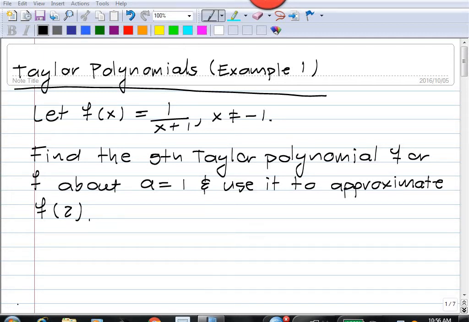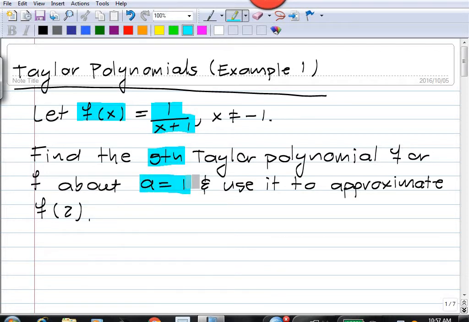Hello. In this video, we'll work out an example about Taylor polynomials. We're given the function f of x is 1 over 1 plus x, defined for all x except for x equals minus 1. We're going to find the fifth Taylor polynomial for f about a equals 1. And then we'll use this to approximate f of 2.